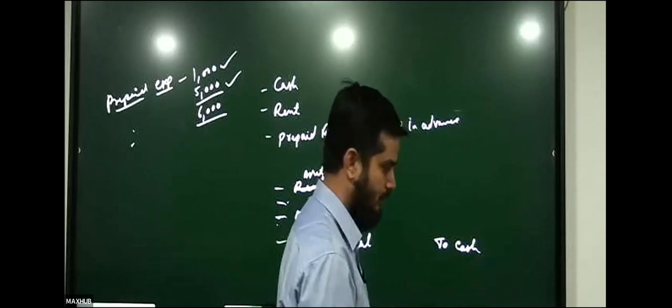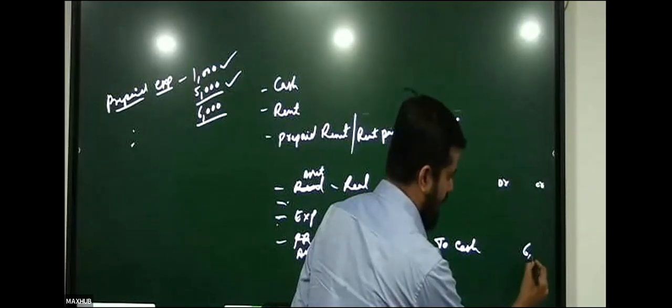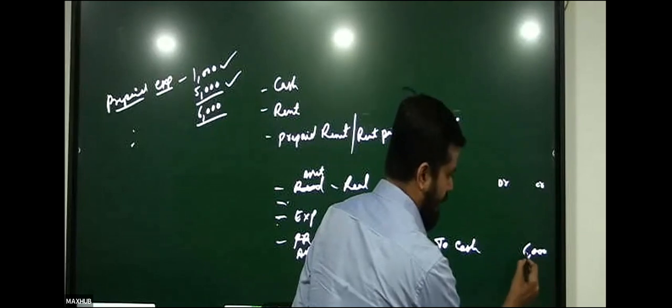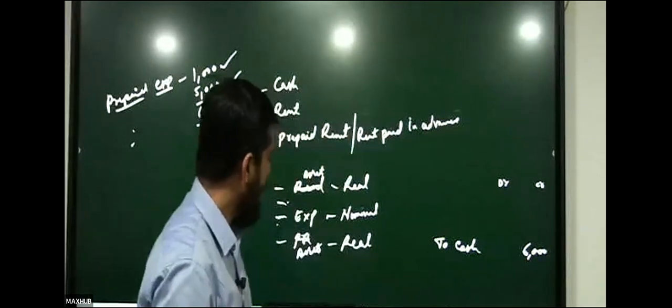How much cash is going? Tell me the amount also now. How much cash is going today? 6,000. From my pocket, 6,000 is going. So this is, guys, we are practicing the compound entry.